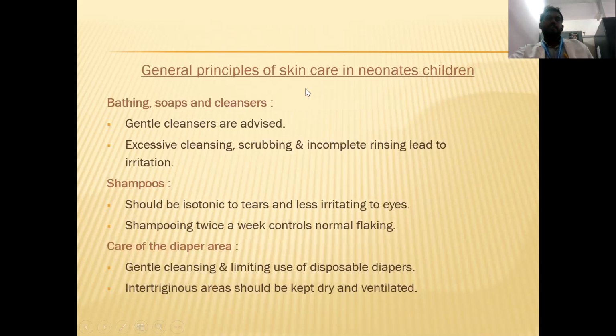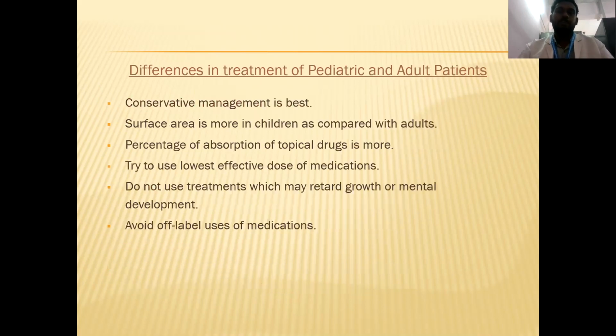So the general principles of skincare in children include gentle cleansers being advised rather than using potent soaps. Excessive cleaning, scrubbing, and incomplete rinsing can lead to irritation, so that should be avoided. Shampoos should be isotonic to the tears, and it should be less irritating to the eyes. And shampoo twice a week will control the normal flaking of the scalp, and anything beyond that can lead to irritation. And care of the diaper area should be with gentle cleansing and limiting the use of disposable diapers. Intertriginous areas should be kept dry and ventilated.